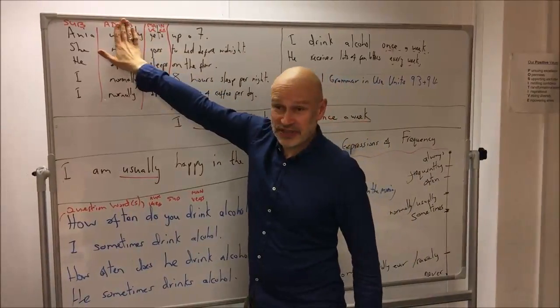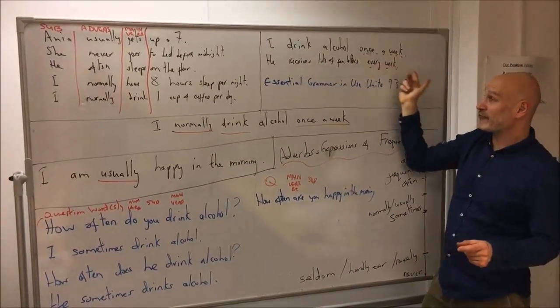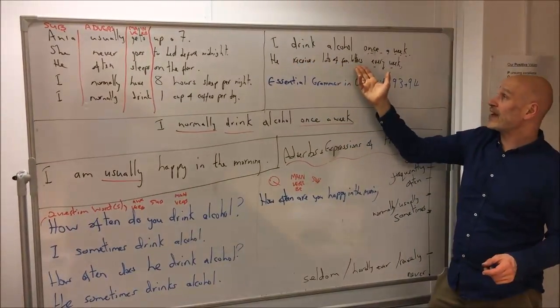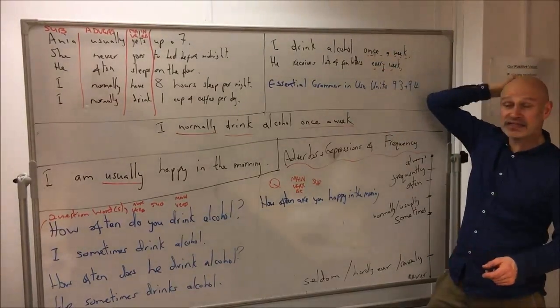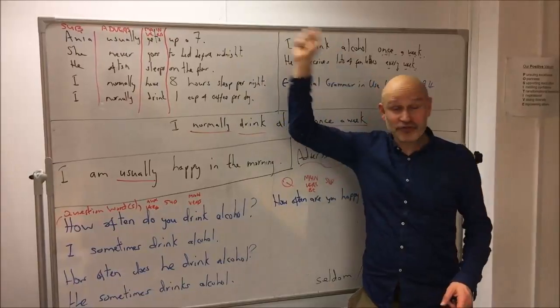But you don't have to use these. You can just use expressions like once a week, every week. I drink alcohol once a week. He receives lots of fan letters every week. These go at the end of the sentence. Or you can do both.